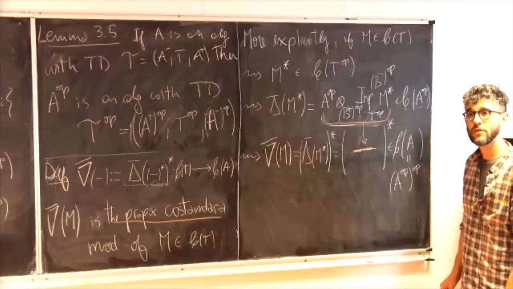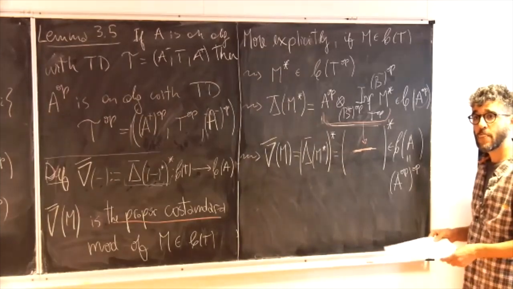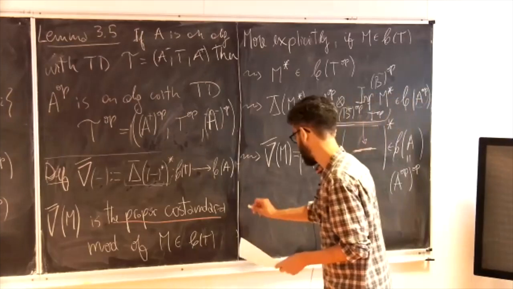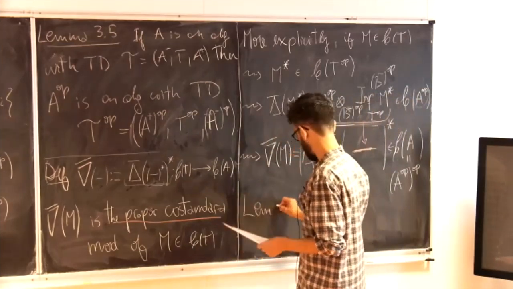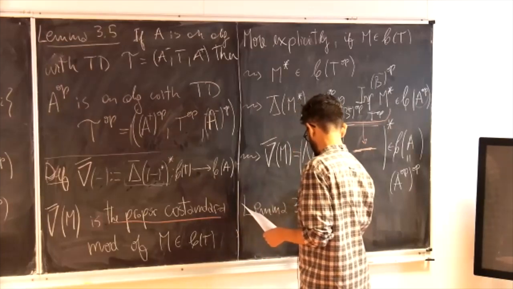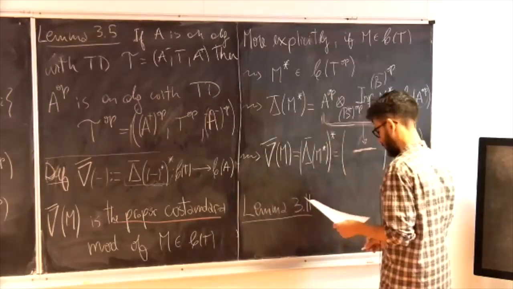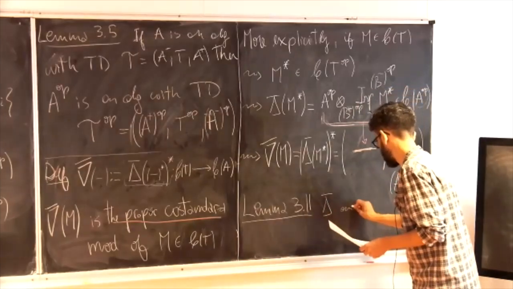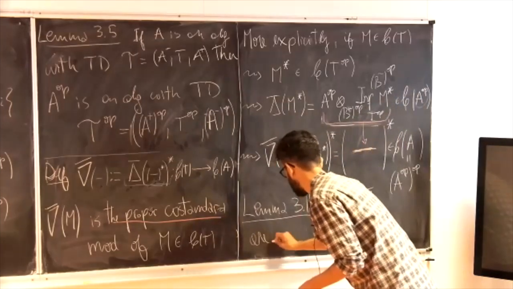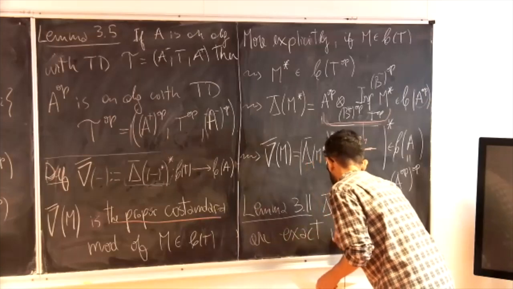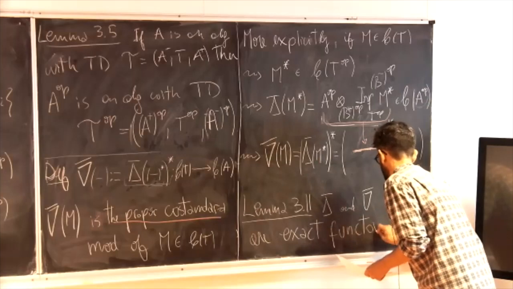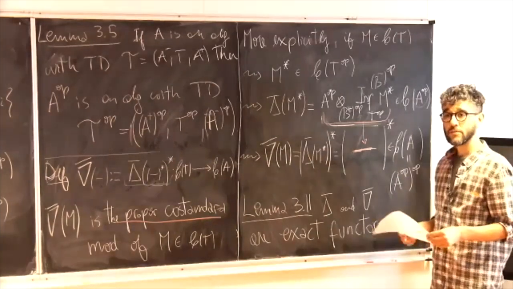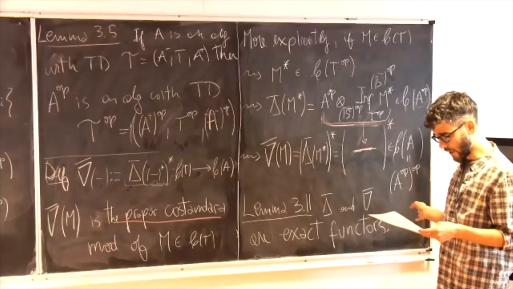Are there any questions? If there are none, I will state a lemma that I will not prove. It is very useful. It says that the functors delta and nabla are exact functors, which is a very important property of functors between abelian categories.